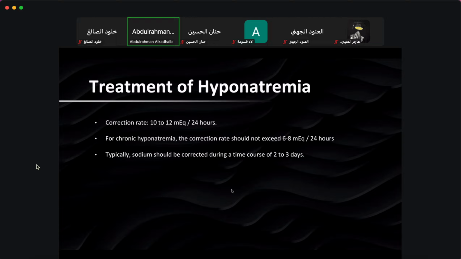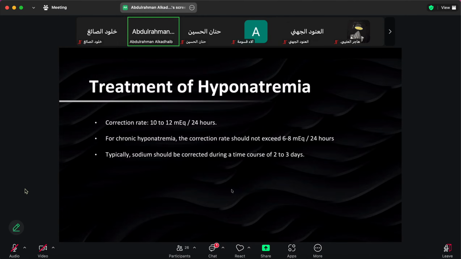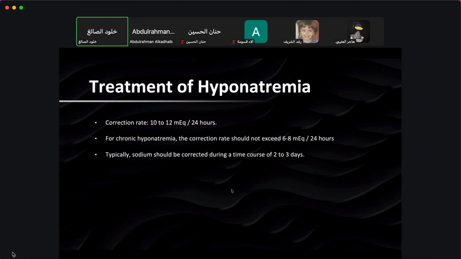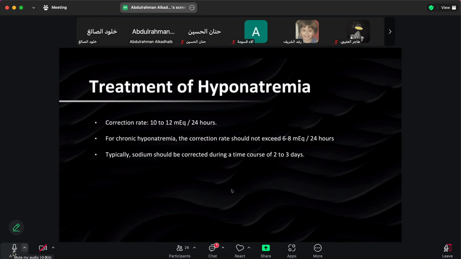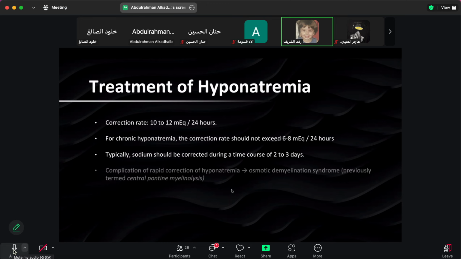And why do you think we have to correct it slowly? Do you know any complication of rapid correction of sodium in hyponatremia? To avoid cardiac arrest? It has to do something with the brain. The demyelination syndromes. Yes, there is a syndrome that may result. Central demyelination, yes. You're right.